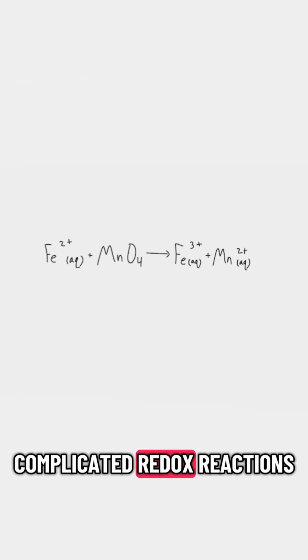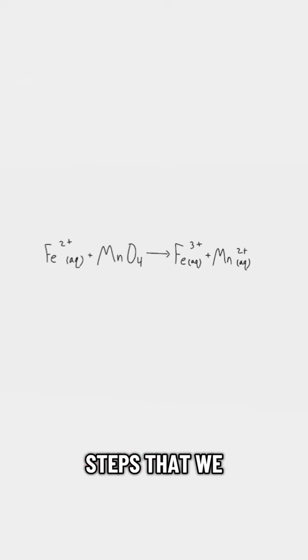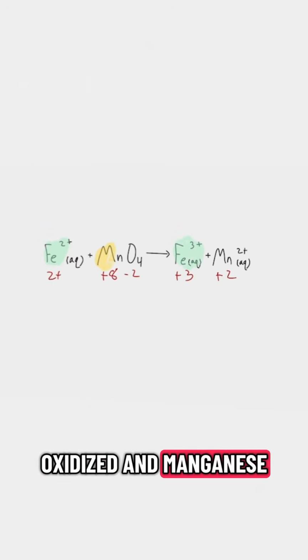For the more complicated redox reactions, you don't have to go through any of those steps that we did in the last one. However, it is good practice to be able to identify what gets reduced and what gets oxidized in any redox reaction. And you always do that by assigning oxidation numbers. When you do that, it reveals that iron gets oxidized and manganese gets reduced.